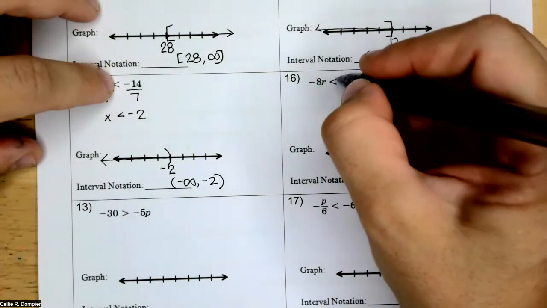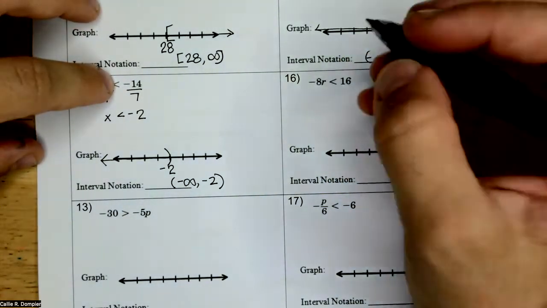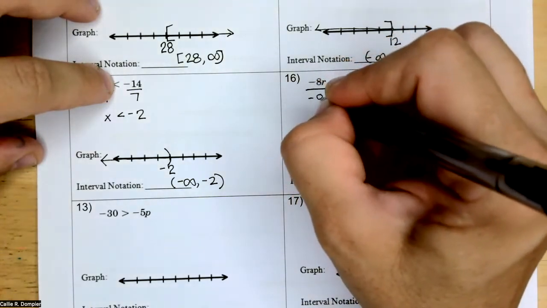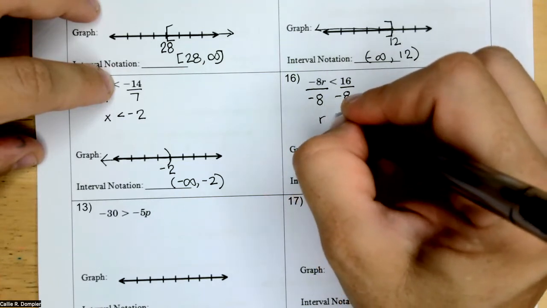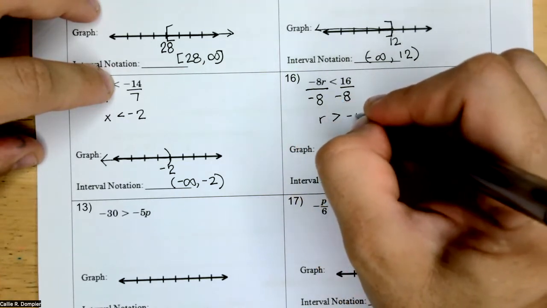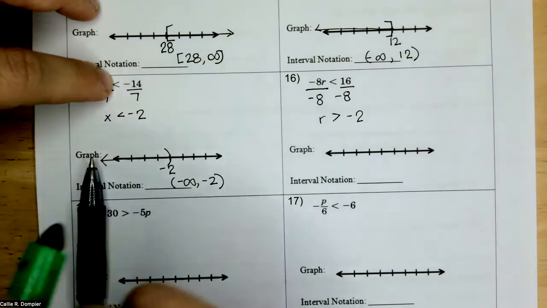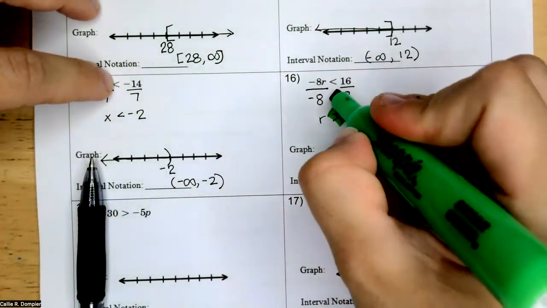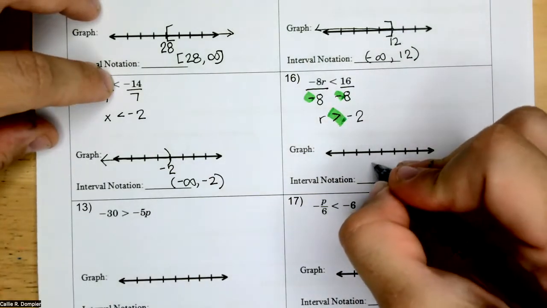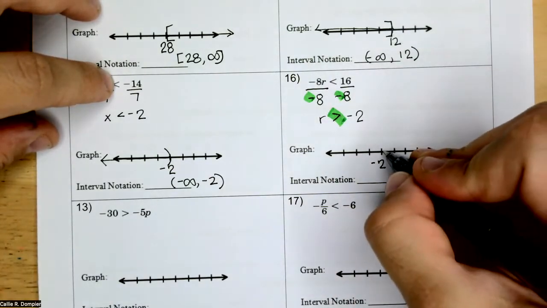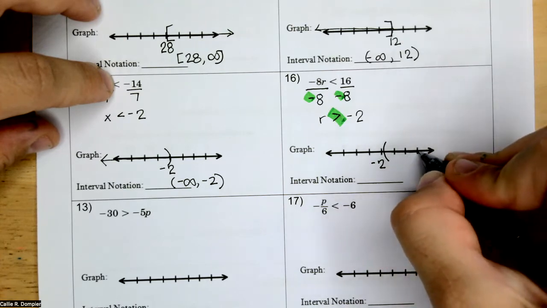Negative 8r is less than 16. Divide by negative 8. Divide by negative 8. R is greater than negative 2, right? So we changed that sign because of the negatives we were dividing by. R is greater than negative 2, so here's negative 2. R is greater than it.